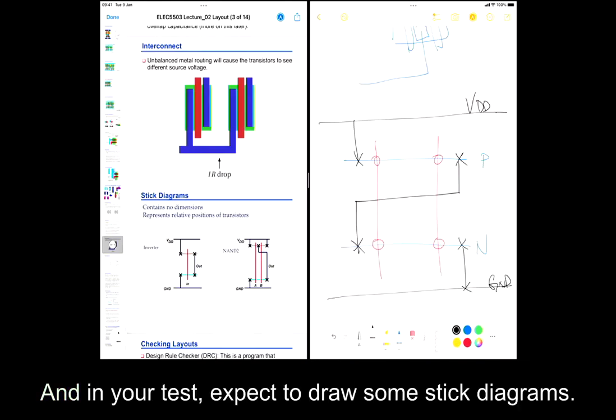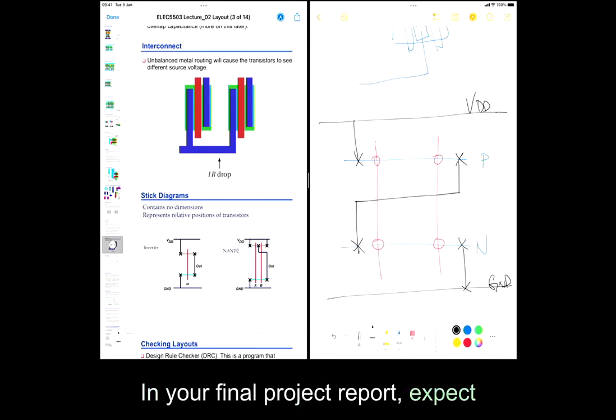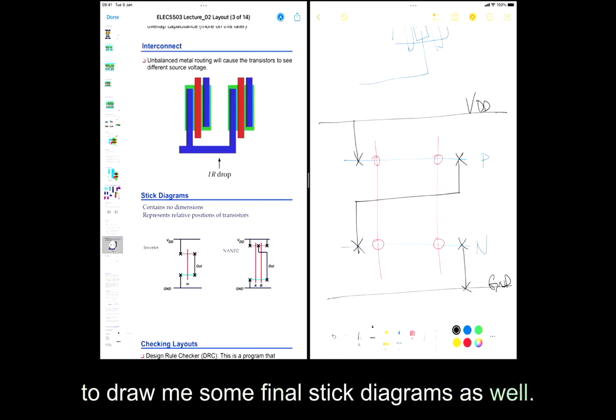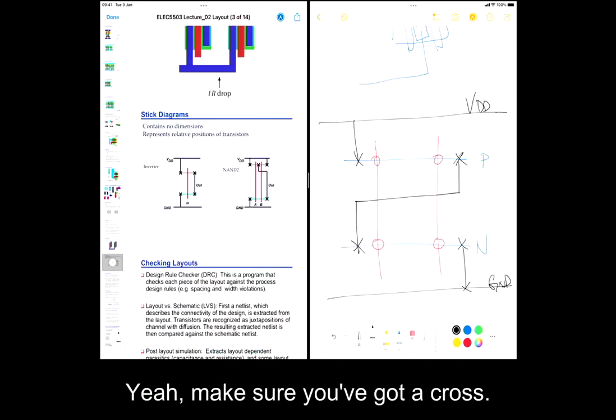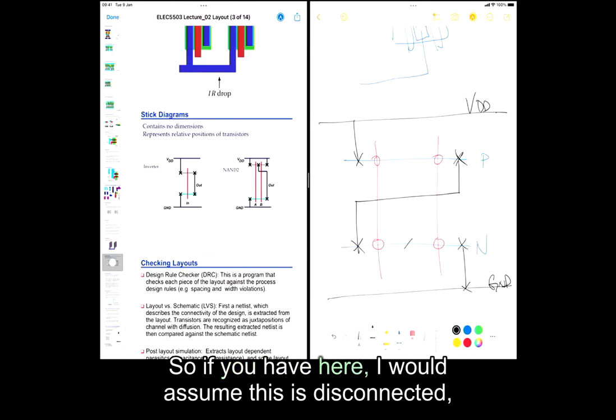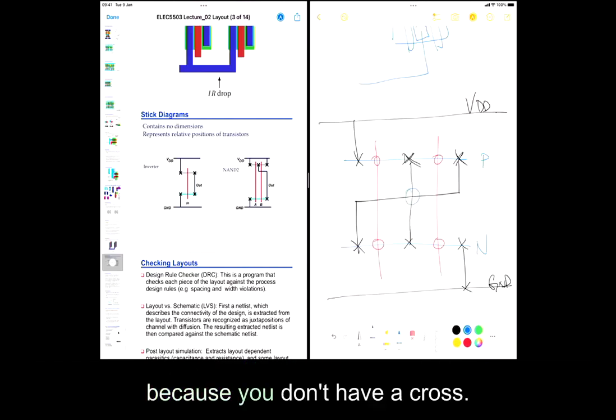And in your test, expect to draw some stick diagrams. In your final project report, expect to draw some final stick diagrams as well. It should be easy, right? Make sure you got the cross. If you have a connection here without a cross, I would assume this is disconnected.